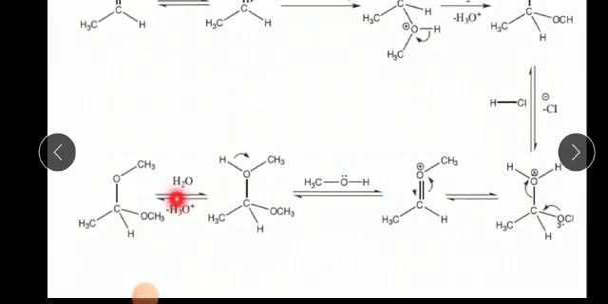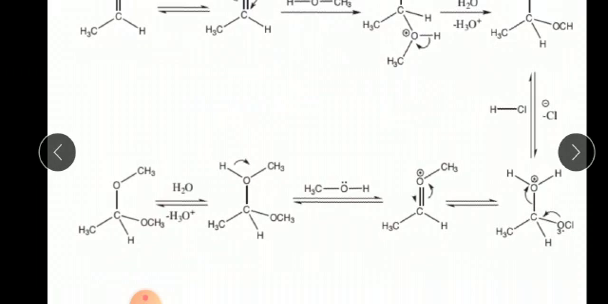So finally we get the answer. First one protonation, second one addition of methanol, then removal of hydrogen as a water molecule. This is the step we followed for this mechanism. Thank you, students.